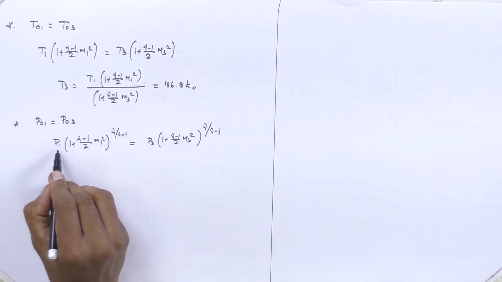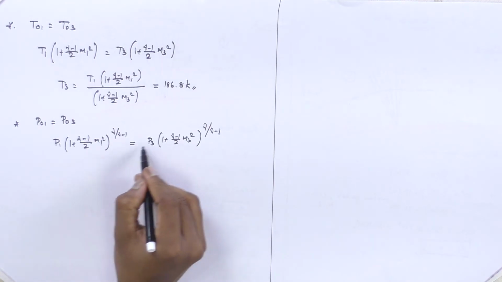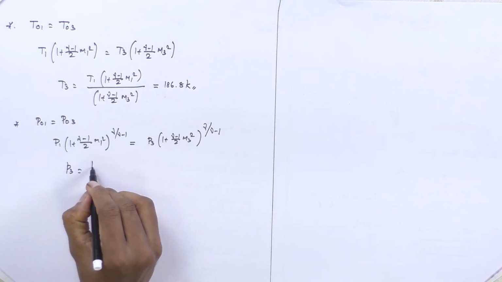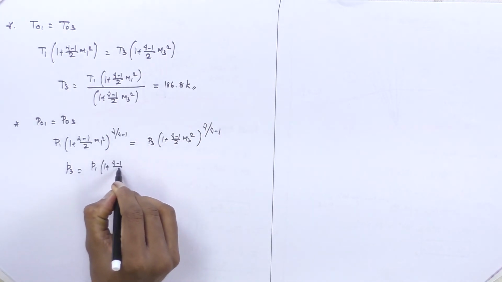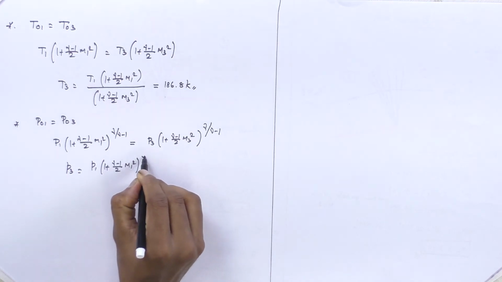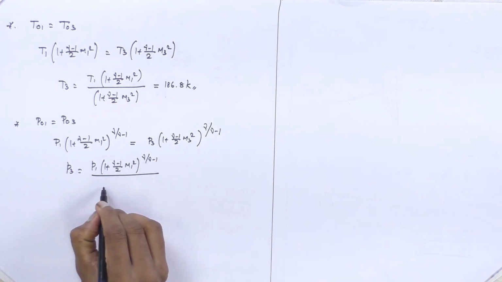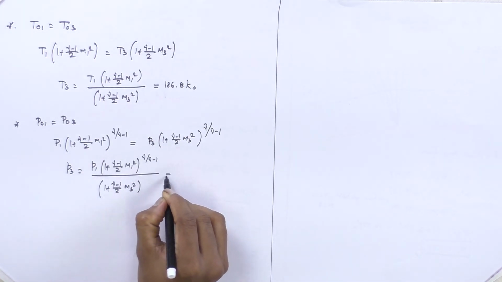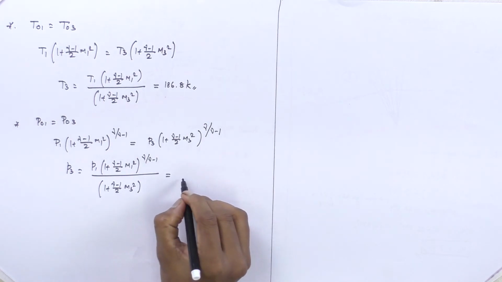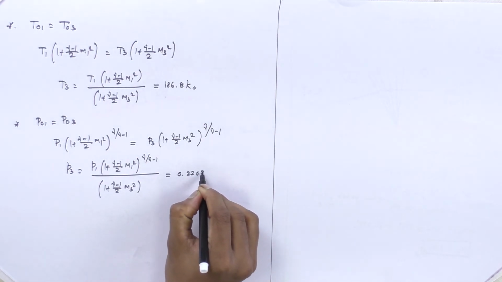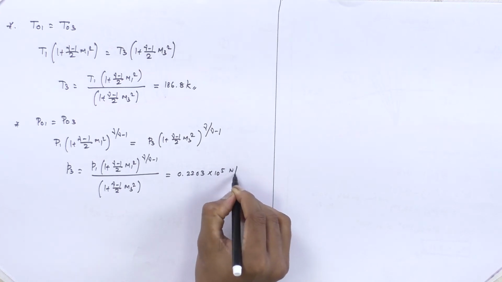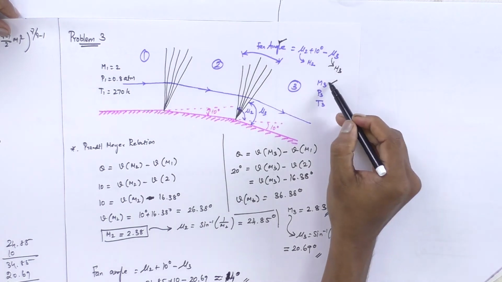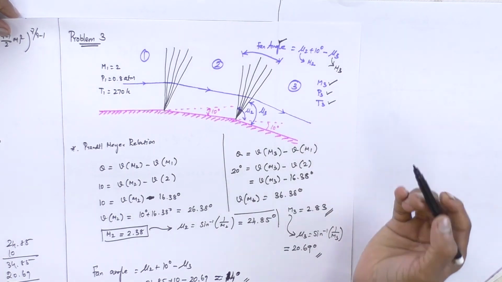Here also we know the values of P1, M1 and M3, so now we can calculate the P3 value. P3 is equal to P1 into 1 plus (gamma minus 1) by 2 M1 squared, whole power gamma by gamma minus 1, divided by 1 plus (gamma minus 1) by 2 M3 squared, whole power gamma by gamma minus 1. After the calculation we will get this value as 0.2203 into 10 power 5 Newton per meter square. So we have calculated the fan angle, M3, P3 and T3 values.